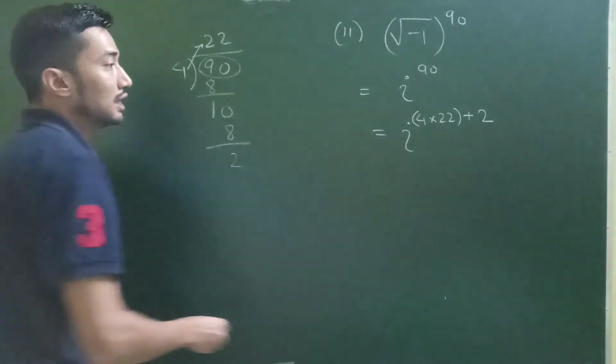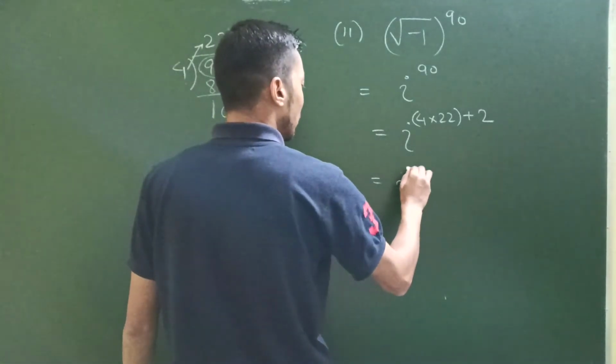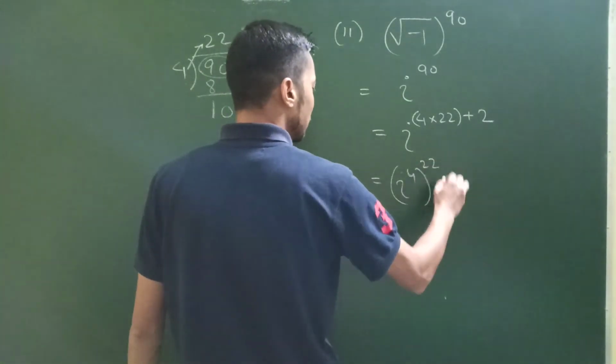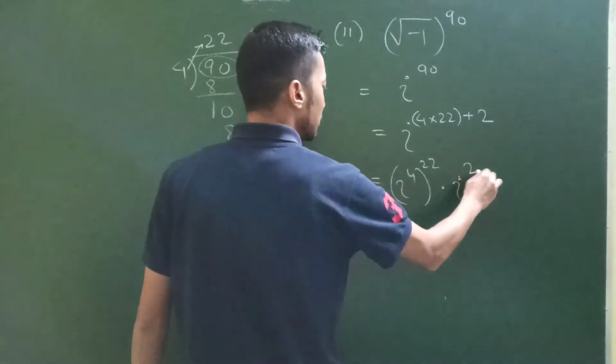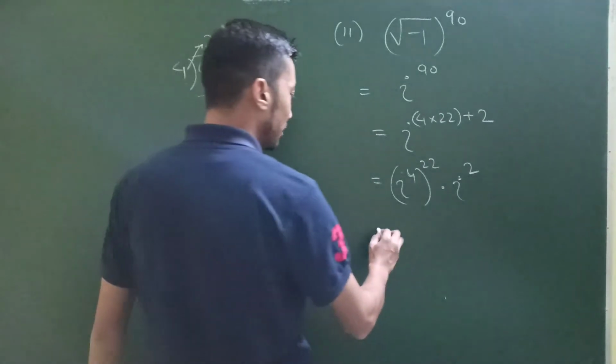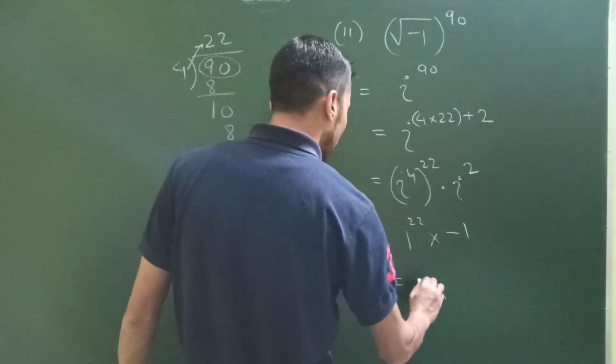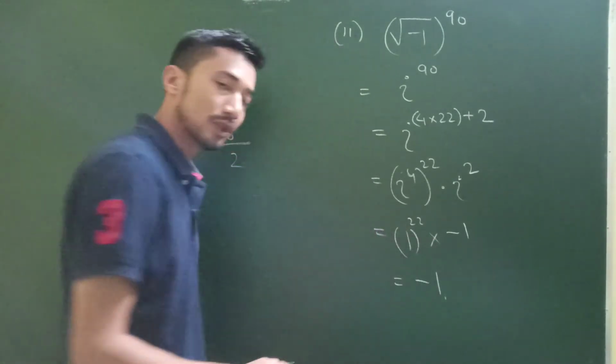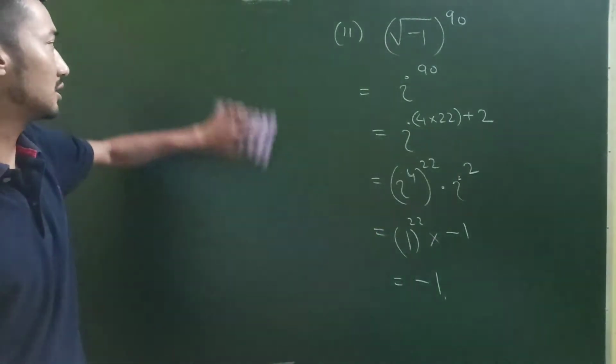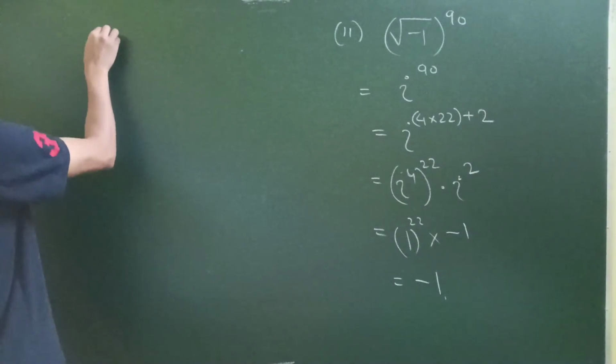Dividend, isn't it? So that can be written as i to the power 4, 22, into i squared, right? Laws of indices, not a big issue there. So 1 to the power 22 into i squared is what? Minus 1. So that of course will be minus 1. Alright, so these are certain calculations which we will be needing.